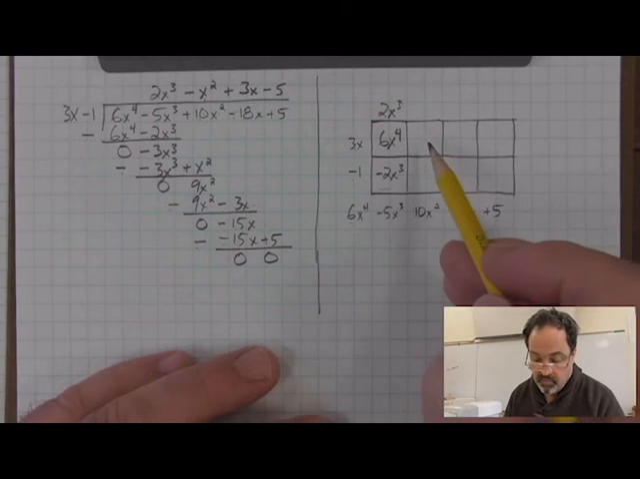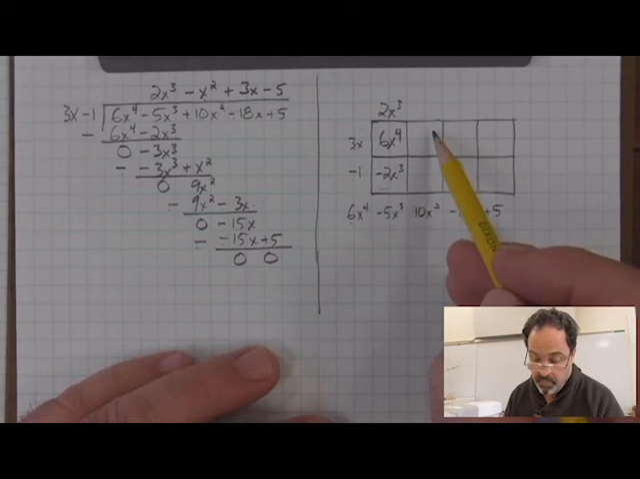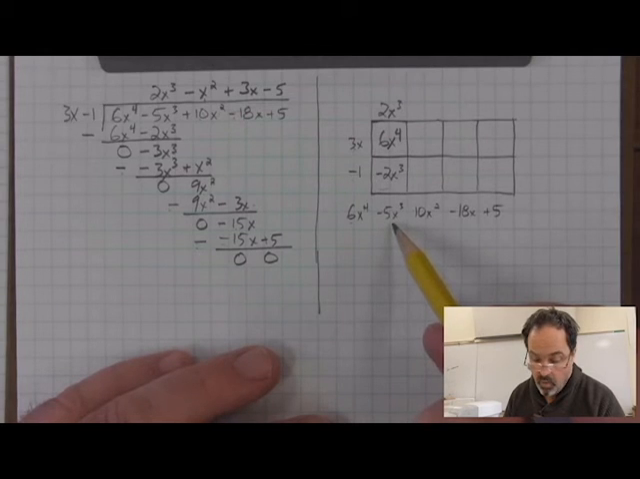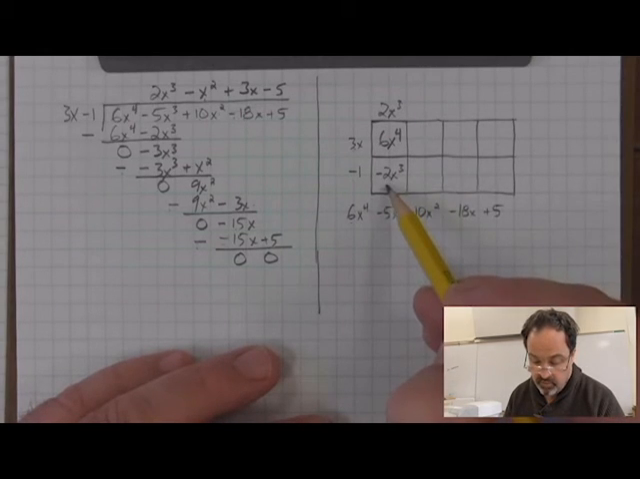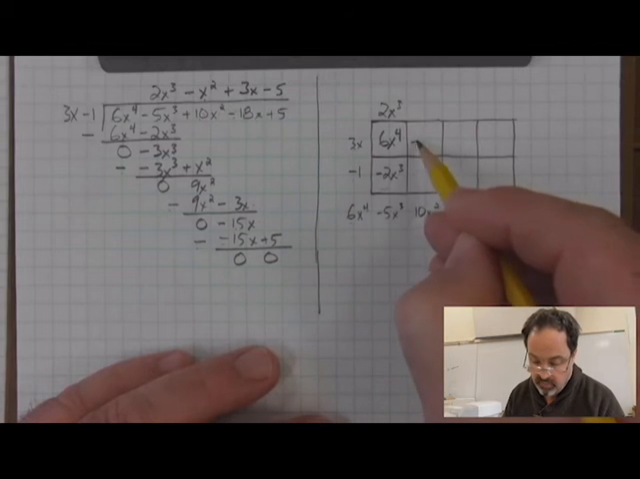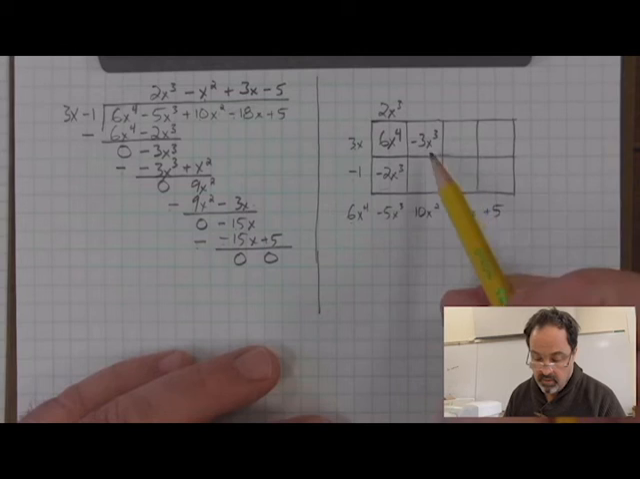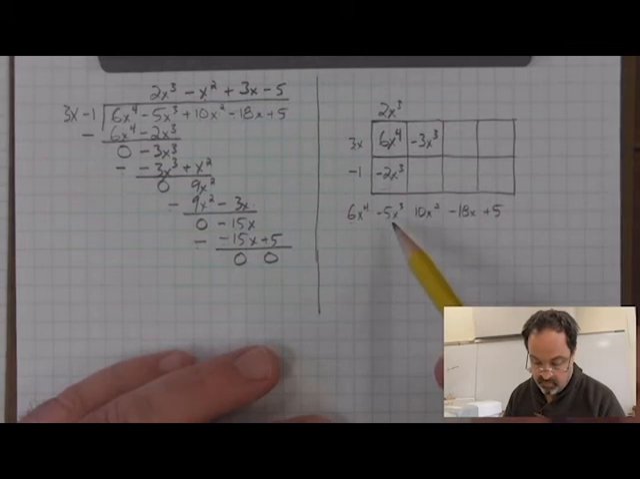The third step in this 3-step process is to determine what is in this box so that when it's added to this, together make the negative 5x cubed. What do I have to add to negative 2x cubed to get negative 5x cubed? I need another negative 3x cubed. The sum of these 2 boxes must be equal to this.